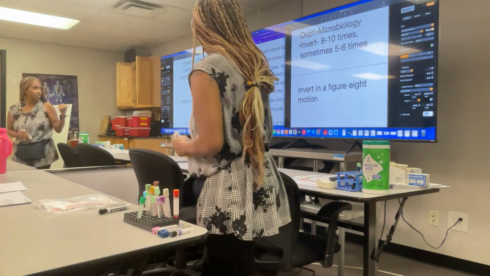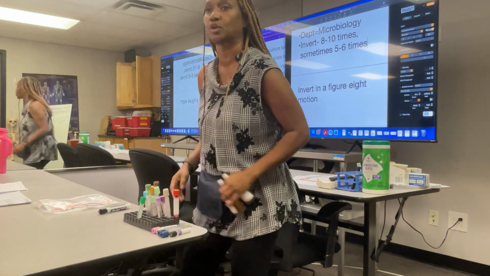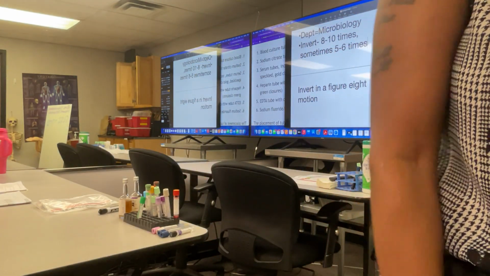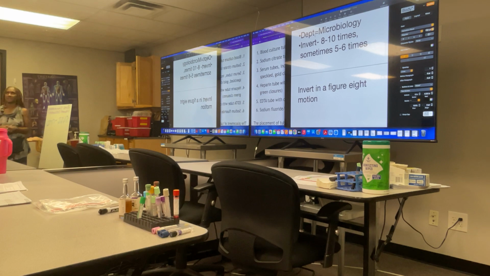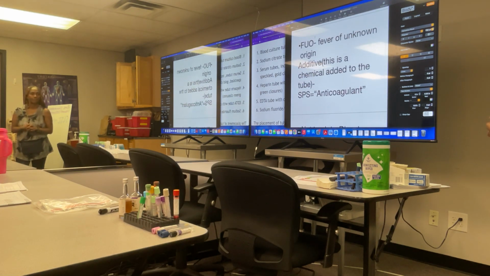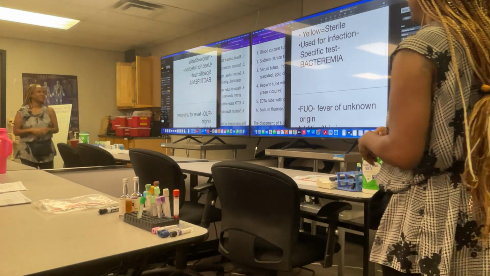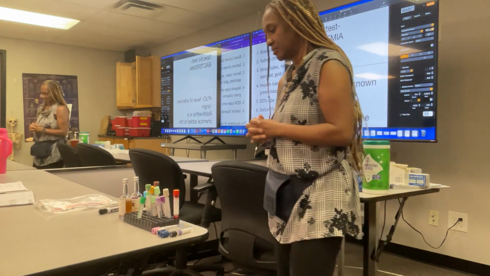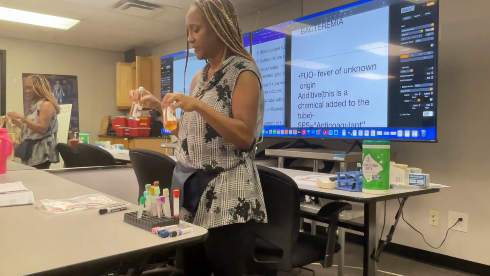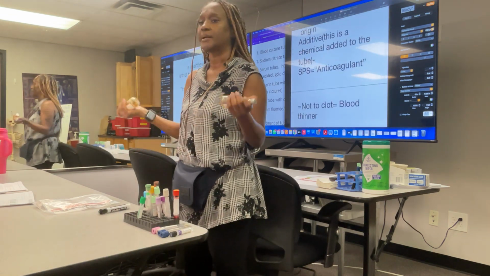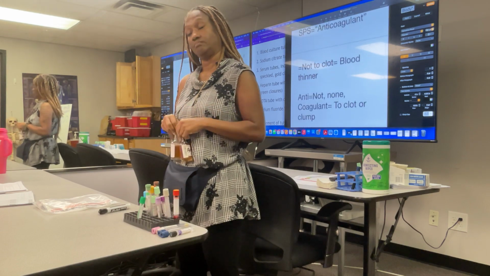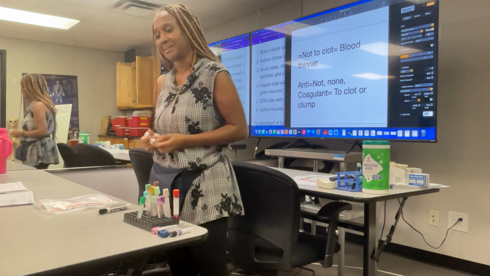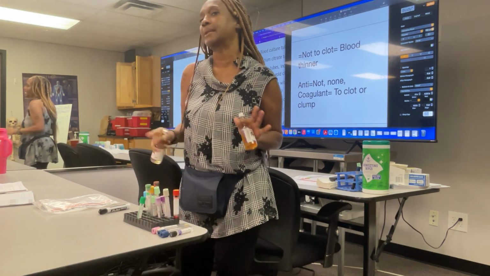I did bacteremia. What's one of the tests that you might test for on here? Bacteria. Okay. And how many times do we invert? 8 to 10 times. Sometimes maybe 5 to 6, depending on. You are listening. What does the color yellow represent? SPS. Right. And what is the additive in here? Can I shake these vials? No. Why? What do we call that H word? Hemolysis.